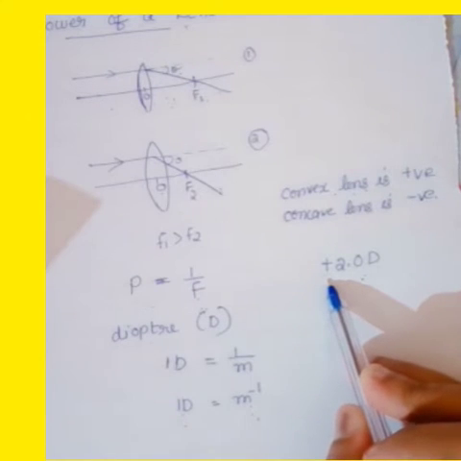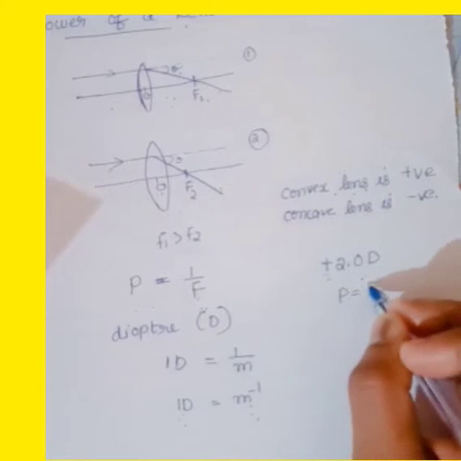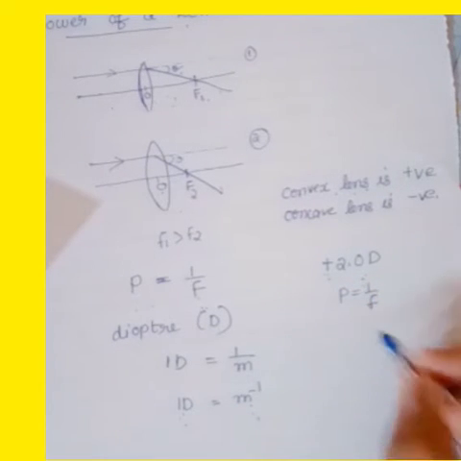Then how can we calculate the focal length of the lens? You know that P is equal to 1 by F. So F is what?